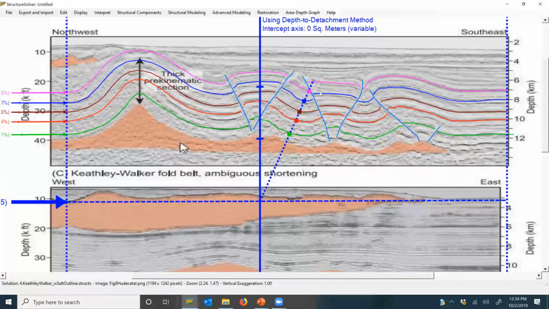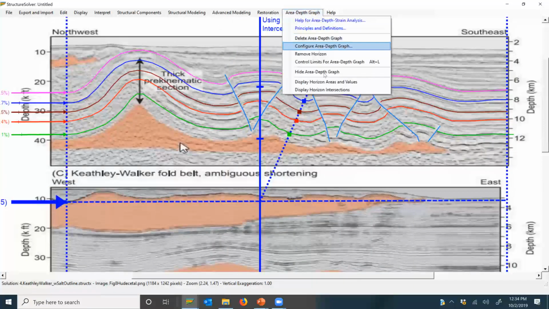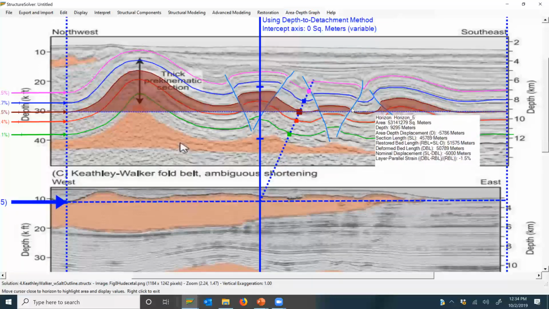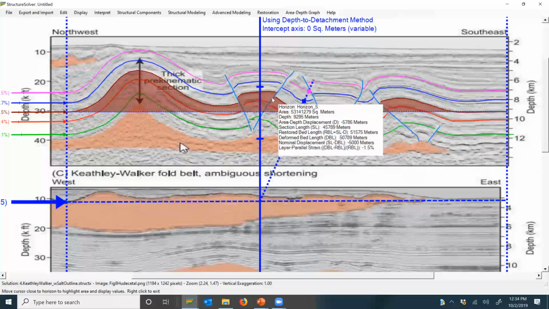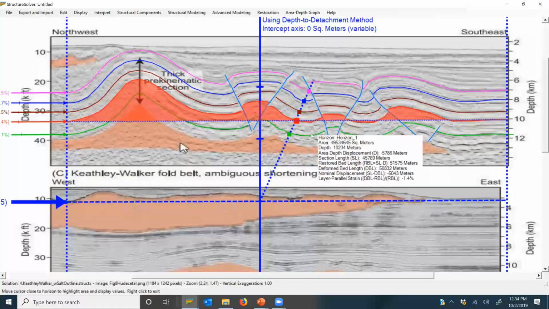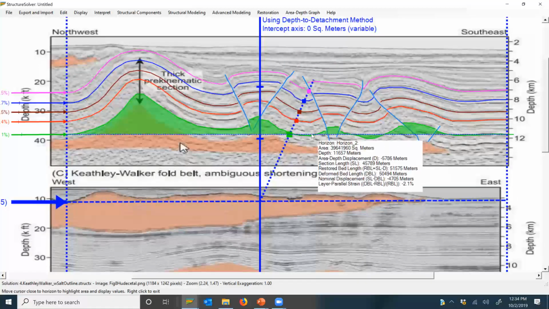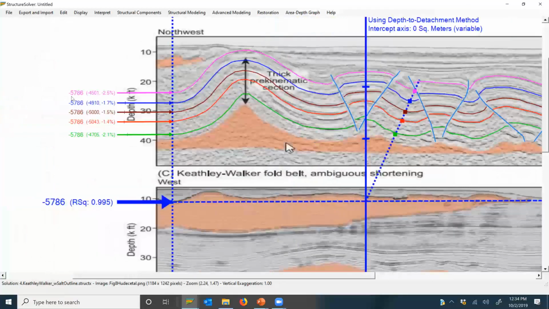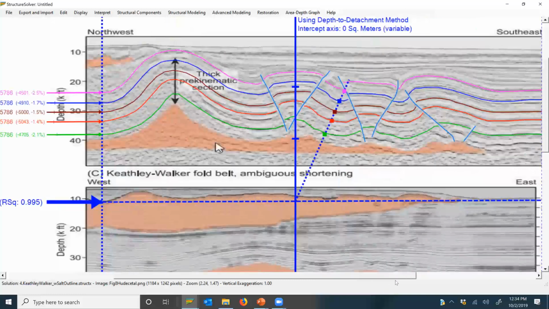So what you'll notice is that we've gone in, we've plotted the fold areas. The software takes into account the displacement on all of those little faults automatically, and it's plotting up those fold areas as a function of depth, as we always do. And it's also giving us the total amount of shortening accommodated by all of those folds.